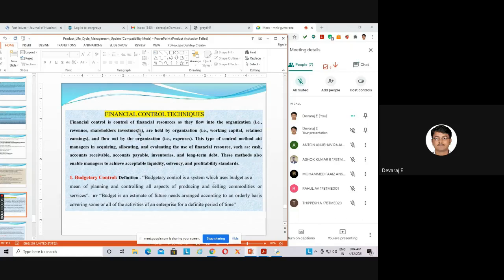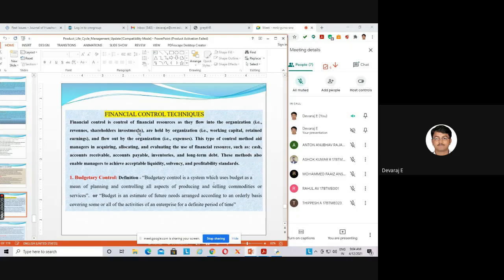Then inventories. Inventory is nothing but the machines we have. Then long-term debt. I told you about this in BME. That is investment: what you are investing for the long term, like 10 years, 20 years, so that you get back a huge amount at the end. So this is where the company will be looking into all these things, as a financial function.